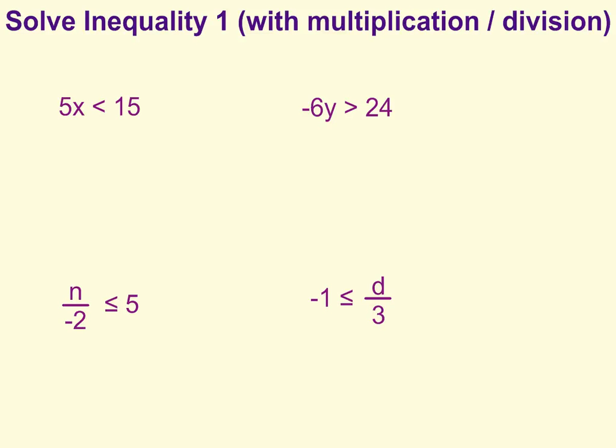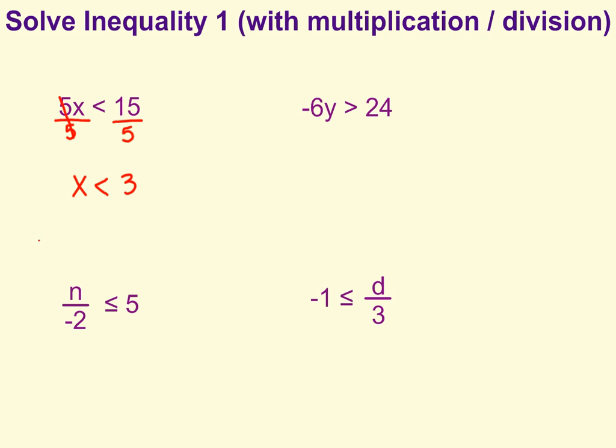Here we're looking at solving some one-step inequalities using multiplication and division. Alright, this first example we have 5x is less than 15. X is being multiplied by 5. The opposite of that is to divide by 5. So we'll divide both sides by 5, leaving us with x is less than 3.